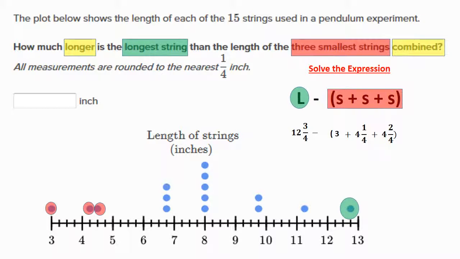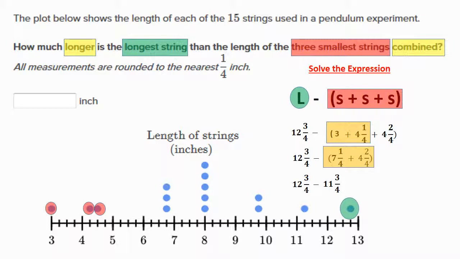Now you always, like I've been telling you, start from left to right, but in this case where you have parentheses, you would start within the parentheses first. And we're going to go from left to right within the parentheses. So we have 3 plus 4 1/4, and that would give us 7 1/4. Now we have to add the remaining 4 2/4, which is going to give us 11 3/4.